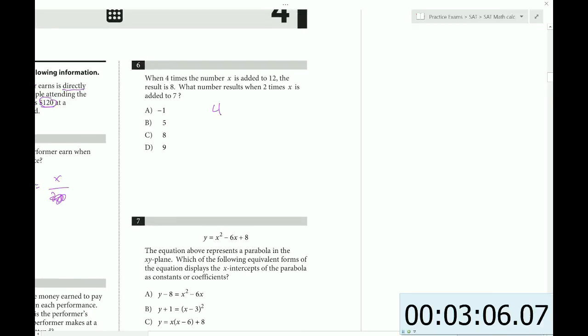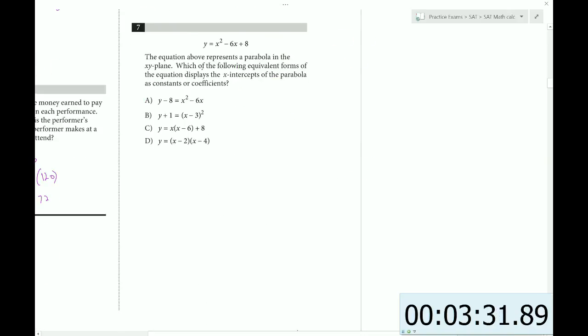When 4 times a number, X, is added to 12, the result is 8. Okay, so I subtract 12, and I get 4x is negative 4. Divide by 4, x is negative 1. What number results when 2 times x, so 2 times negative 1, is added to 7? That's negative 2 plus 7. 7 minus 2 is 5.